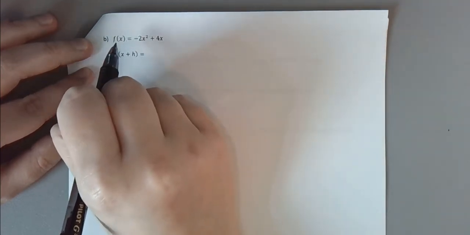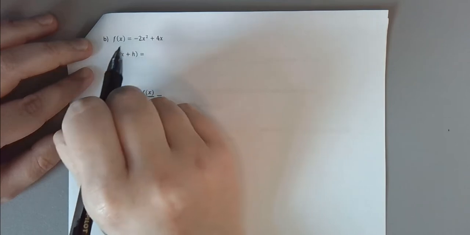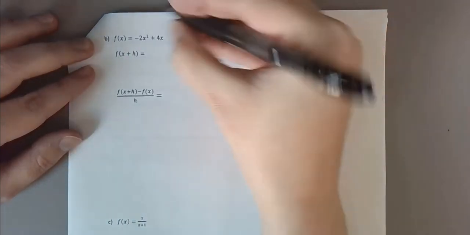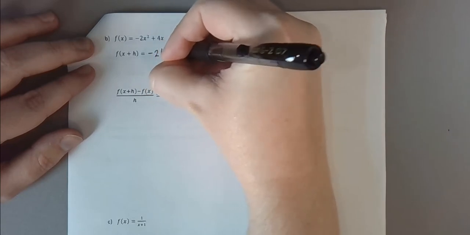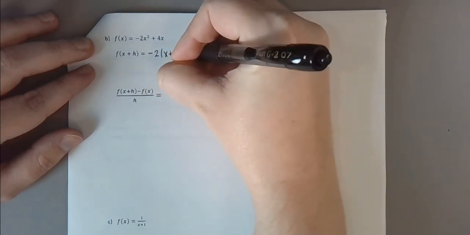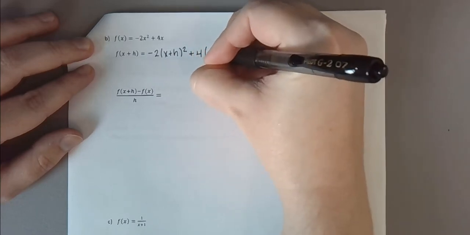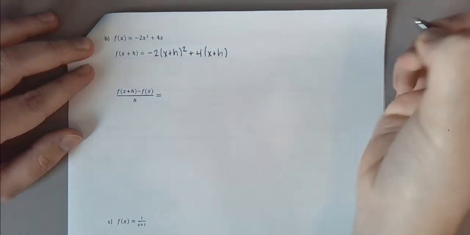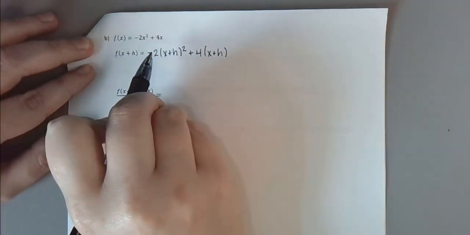So I'm going to take my rule for f. Each place I have an x, a generic input, I'm going to sub in this specific input, x plus h. So that's going to be negative 2 times the quantity x plus h squared plus 4 times the quantity x plus h. Okay, now we need to follow order of operations to simplify all of this down.